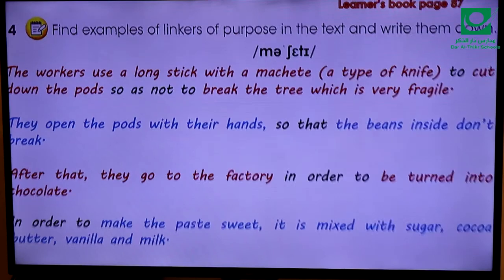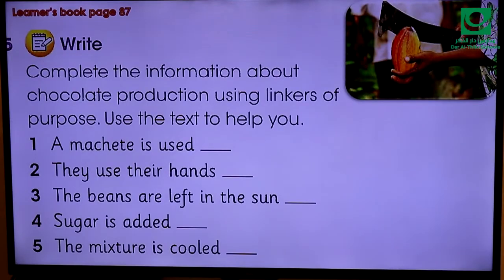Let's go to your Learner's Book, page 87. Here you are going to complete the information about the chocolate production using linkers of purpose. Use the text to help you. Here I don't have the normal grammar questions. This time I'm using different types of questions to teach you grammar. I depend on your understanding, and you get the information out of the text. So you are going to go back to the text and try to make it help you.